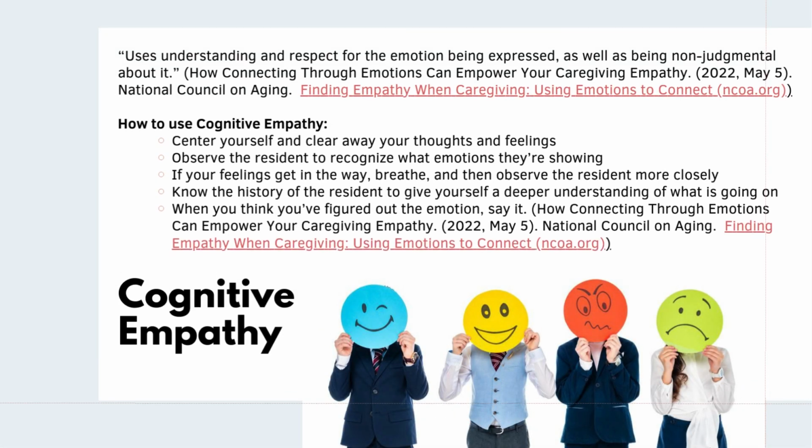Let's now discuss how cognitive empathy can help with caregiving. Cognitive empathy uses understanding and respect for the emotion being expressed, as well as being non-judgmental about it. How do we use cognitive empathy? Center yourself and clear away your thoughts and feelings. Observe the resident to recognize what emotions they're showing. If your feelings get in the way, breathe, and then observe the resident more closely. Know the history of the resident to give yourself a deeper understanding of what is going on. When you think you've figured out the emotion, say it.